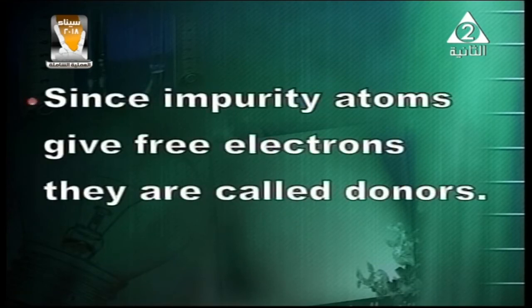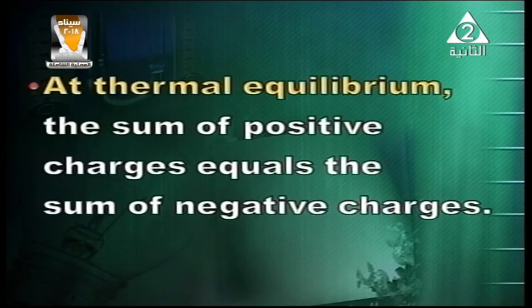Since impurity atoms give free electrons, they are called donors. So the dopant here, impurity atoms, are called donors because each atom donates an electron. At thermal equilibrium, the sum of positive charges equals the sum of negative charges.